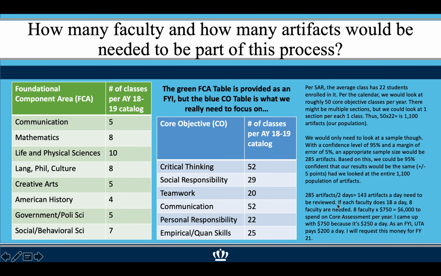So 285 artifacts divided by 2 days is 143 artifacts a day needed to be reviewed. So if each faculty does 18 a day, 8 faculty are needed. So 8 faculty times $750 is $6,000 per core assessment per year.